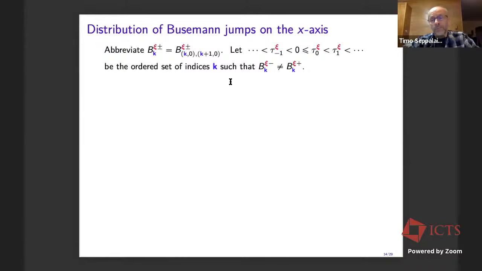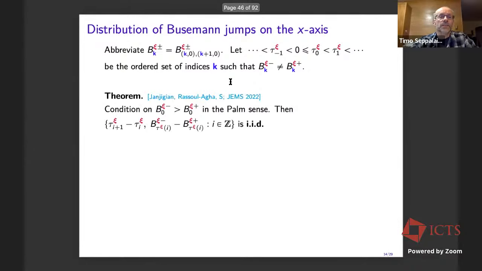I can't stop to tell you what Palm kernels are if you've never looked at the theory of random measures, so you can just take this to mean conditioning. That's perfectly good. But there is a particular technology called the Palm kernels in the theory of random measures for doing this kind of conditioning. So now I can tell you what we can say. Condition on xi being a jump direction at the origin, so at the edge from the origin to E1.